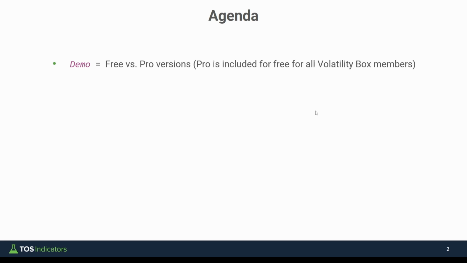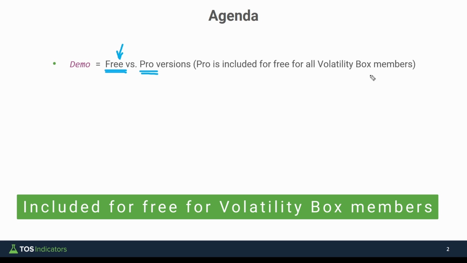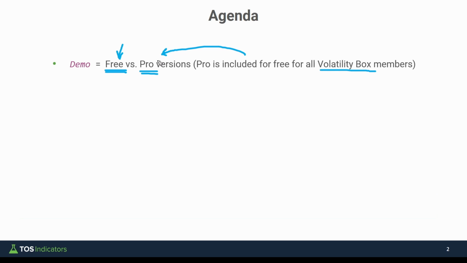I'll start first by giving you a demo of what we're going to be building. Now for the backtester, there are two different versions. The free version, which we'll be building in today's video, and I also have a second part in which we're going to be building a pro version. For all Volatility Box members, this is included for free with your membership, and the main advantage of the pro version is it's going to save you time when you're actually analyzing the metrics.